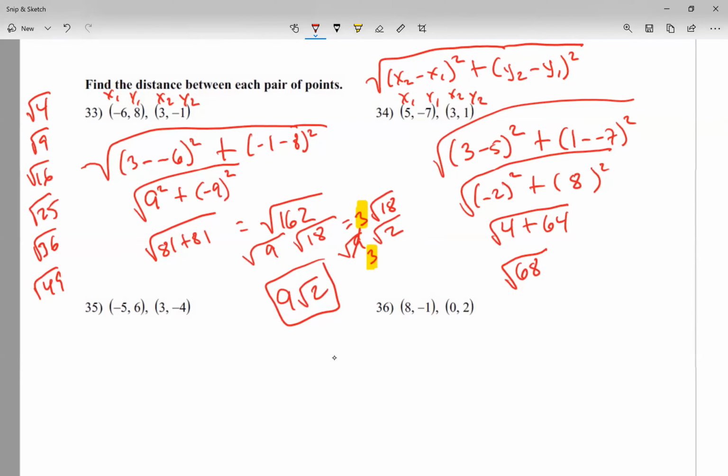And then I start thinking, can I possibly simplify this? I'm thinking 68 divided by 4. Well, that gives me 17. So yeah, that means I can break this into 2 square roots, 4 times 17. The square root of 4 becomes a whole number. So my answer is 2 square root of 17.